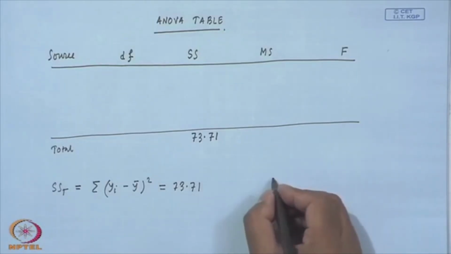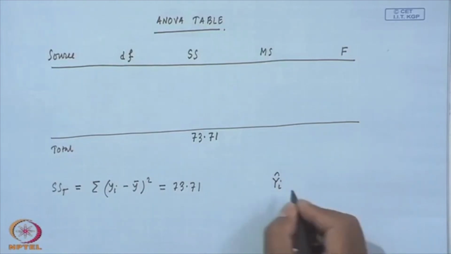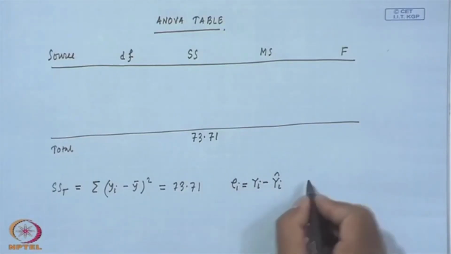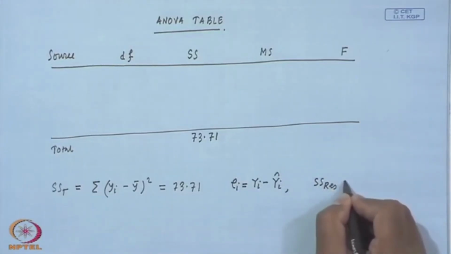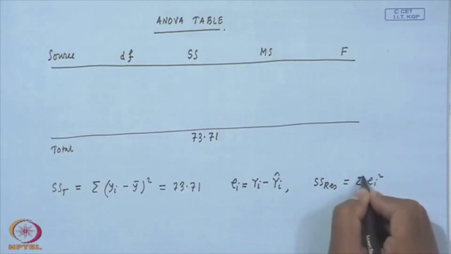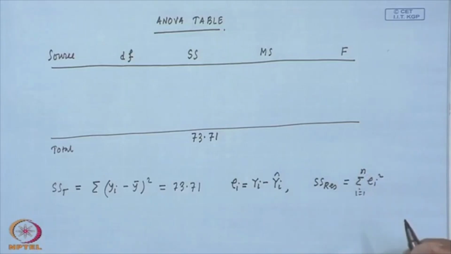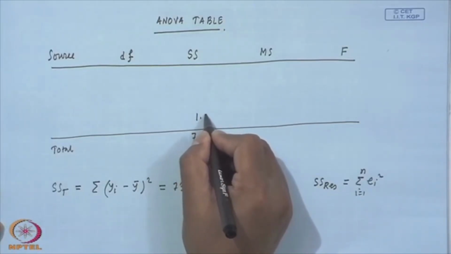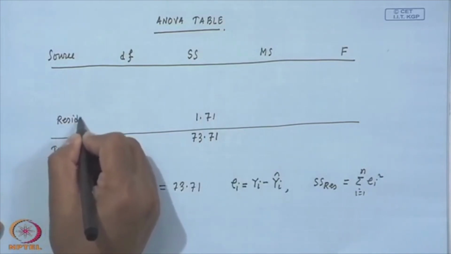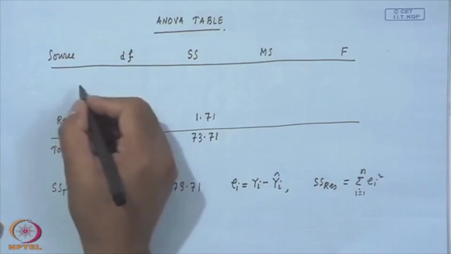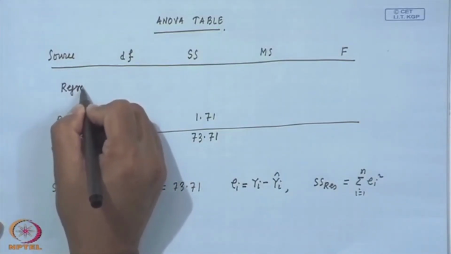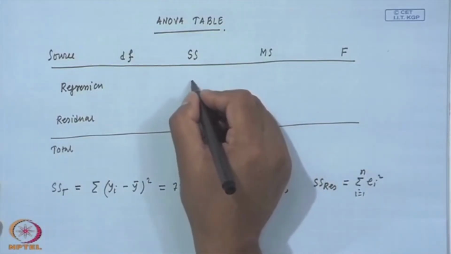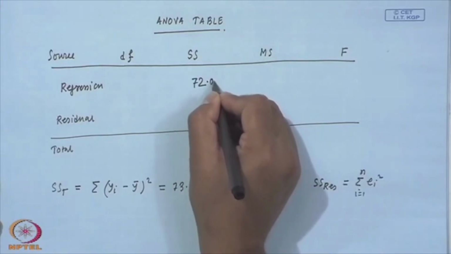And we know the y hat i values, and then we know the original observed values also, yi. So, from here you can compute ei, the ith residual, and then you can compute the SS residual also. SS residual is nothing but summation ei square, i is from 1 to n. You can check that the SS residual is 1.71. So, this is residual, and then we are left with the regression. You can check that the regression is 72.00.